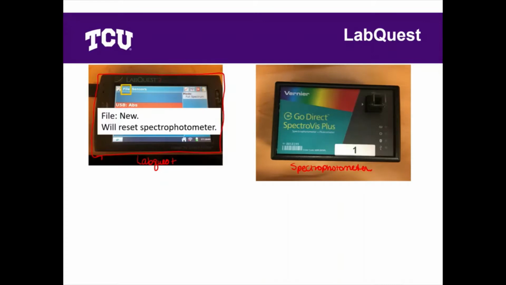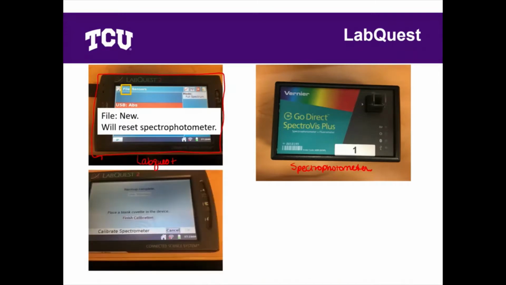On your LabQuest, go ahead and click File and select New. This will reset your spectrophotometer. It's going to pop up a box like this, and it's going to tell you when warm-up is complete, and then you can go ahead and place a blank cuvette in the device and click Finish Calibration.